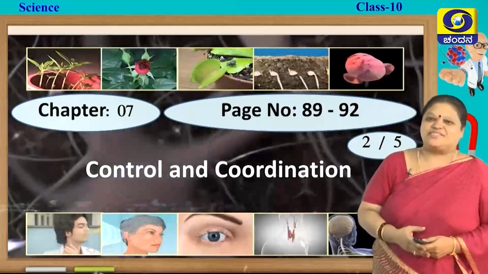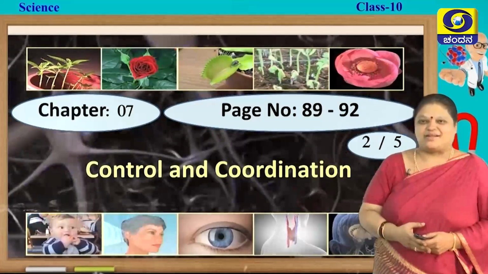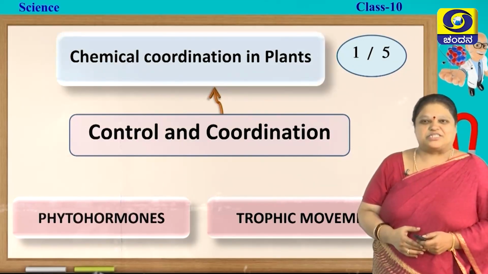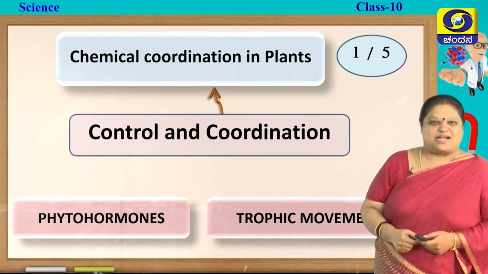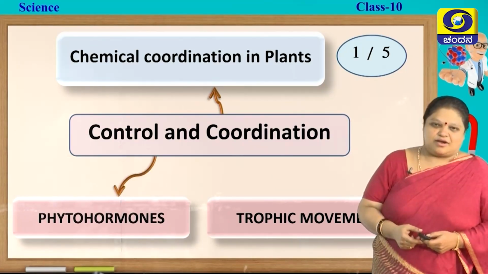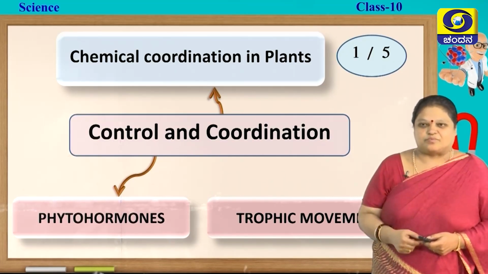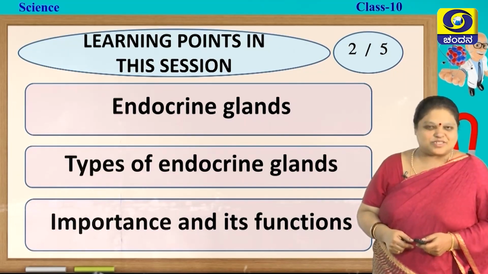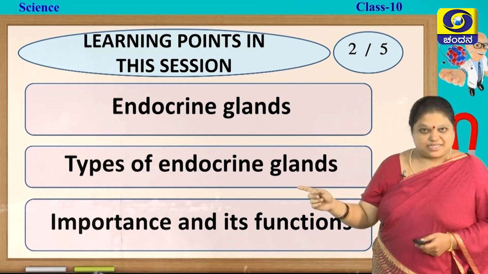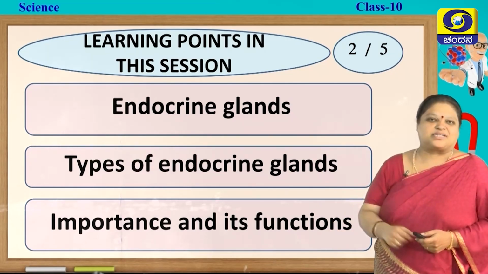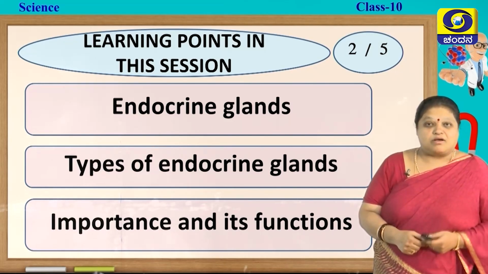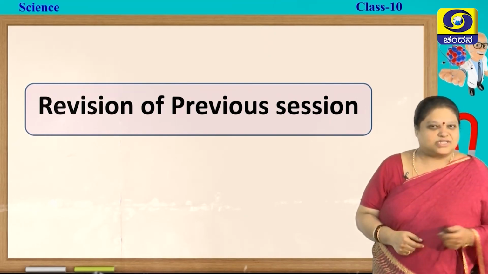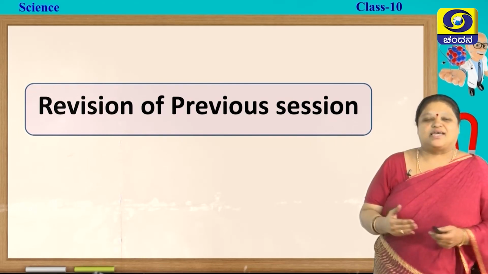So let us see what we studied in the first session and then continue to the next concepts. In the first session, in the control and coordination chapter, we studied how plants have chemical coordination. Along with that, we also studied phytohormones and the tropic movements in plants. Today's session, we are going to study endocrine glands, the types of endocrine glands, and their importance and functions. Now, we will have a little bit of revision of the previous class, whatever we studied in the previous session.